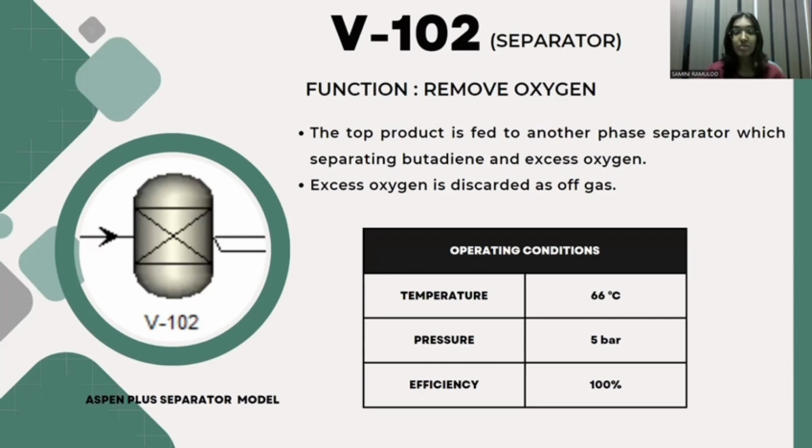The next unit is another separator, but this separator functions to remove oxygen. The top product is fed to another phase separator, which separates butadiene and excess oxygen, and the excess oxygen is discarded as gas. The operating condition for this separator unit is 66 degrees Celsius and 5 bar. This unit also functions at an efficiency of 100%.